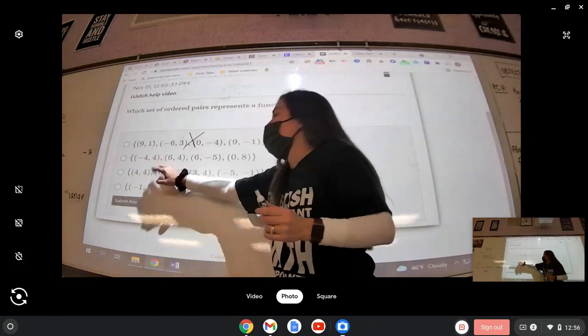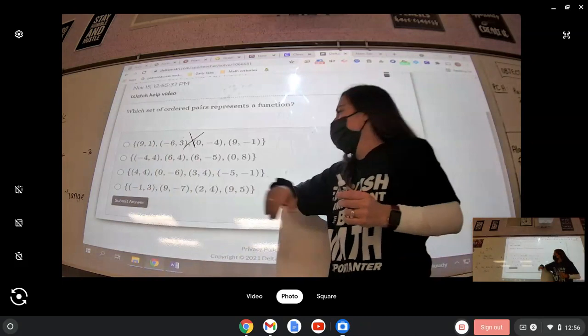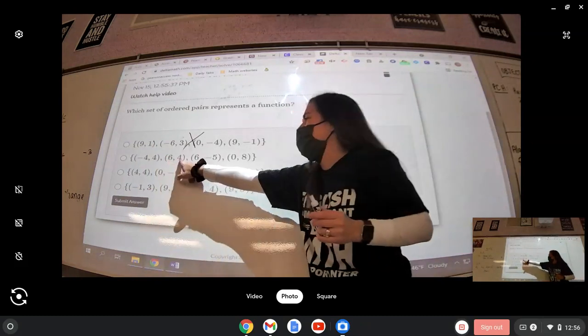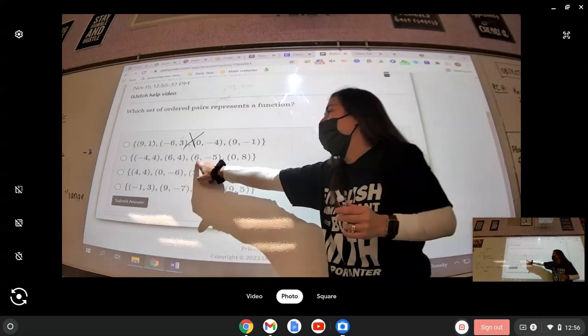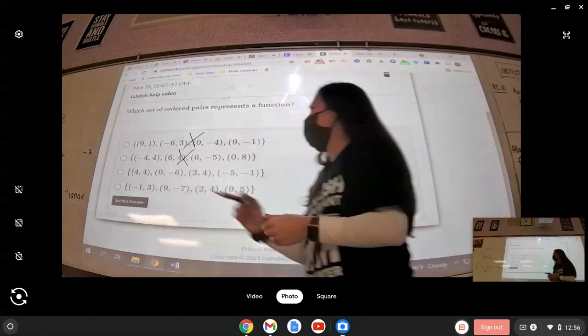-4. I'm just going to look at the x's. -4, 6, 6. Uh-oh. 6 goes into this function. Who comes out? 6 goes back in. Who comes out this time? That's no function. Too many stories are being told.